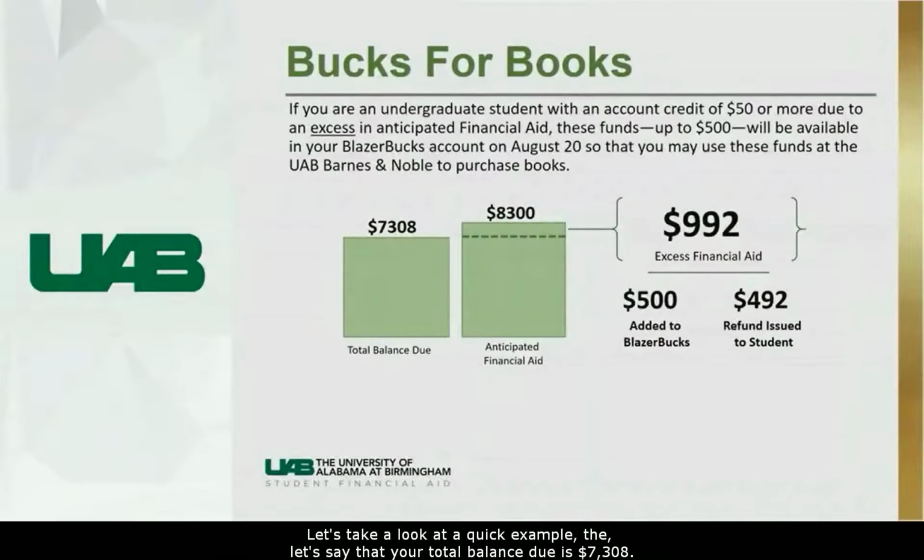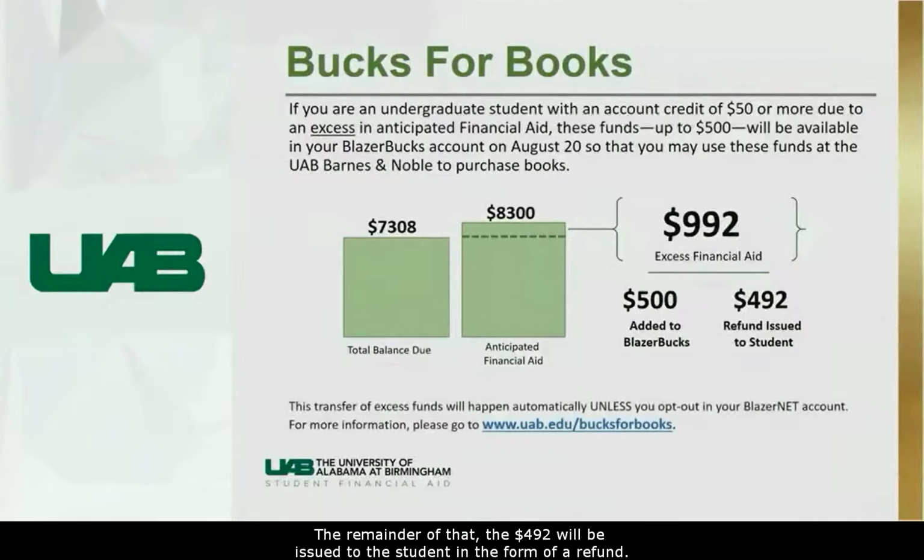Let's take a look at a quick example. Let's say that your total balance due is $7,308, but your anticipated financial aid is $8,300. Well, that means that you have an excess of $992 in financial aid. So $500 of that will be added to Blazer Bucks for you to use to purchase books at Barnes & Noble roughly the Wednesday before classes start. The remainder of that, the $492, will be issued to the student in the form of a refund.